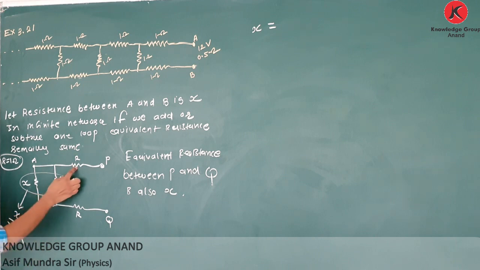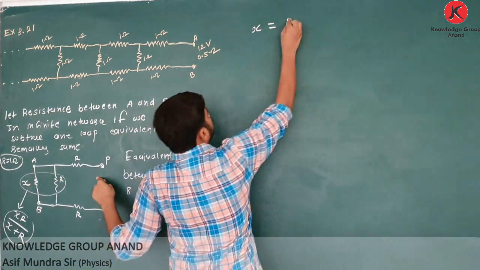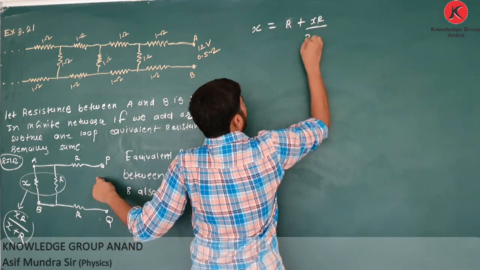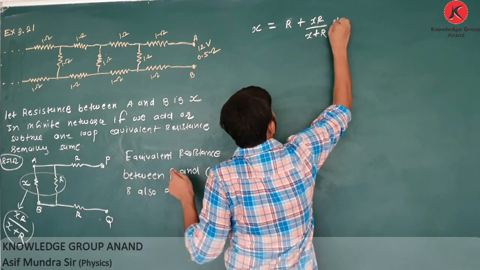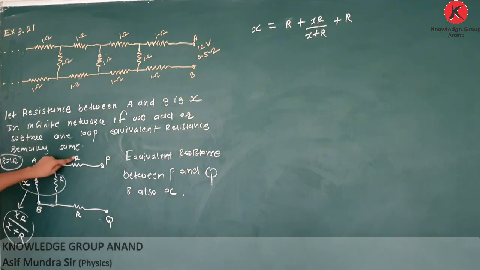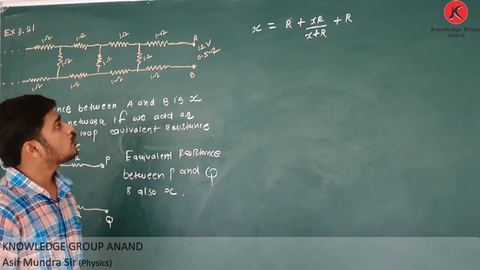Now this R, the equivalent XR upon X plus R, and this R, they are in series connection. So between P and Q, first, second, and third are in series connection. So X is equal to R plus XR upon X plus R, plus here it is R. Clear about this? R plus XR upon X plus R plus R is equal to the equivalent resistance between P and Q, which is X. Now we have to simplify this.